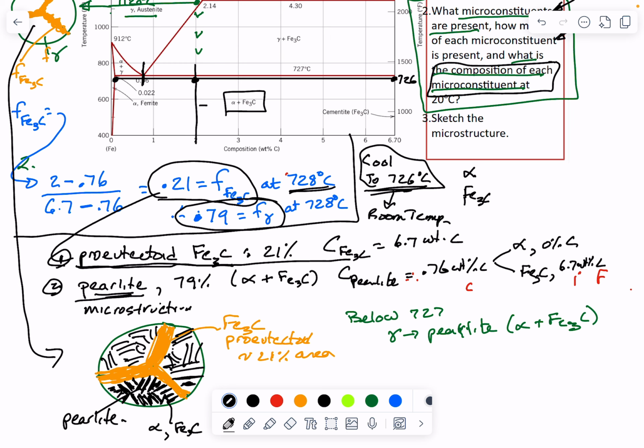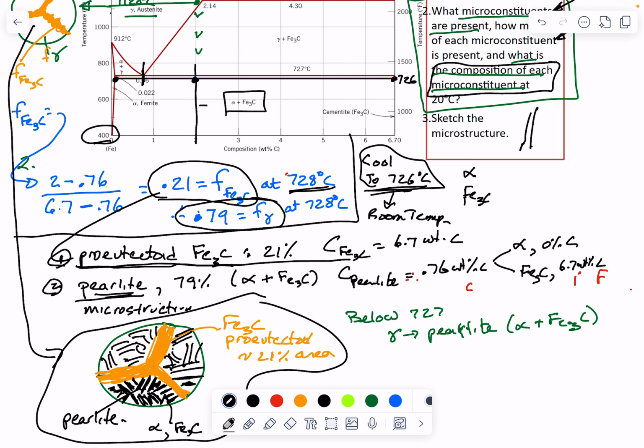Okay, so we have sketched the final microstructure, and as I said, don't worry about the fact that this phase diagram ends at 400. If it's equilibrium cooled, we're going to end up with this overall microstructure. And now just a few comments about the microstructure. So if we put this part into service and we begin to load it up.